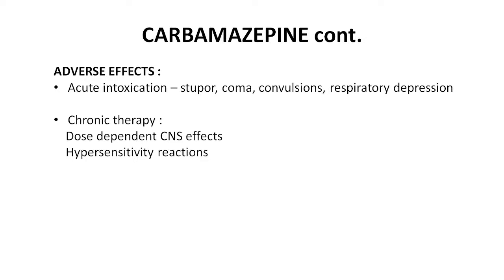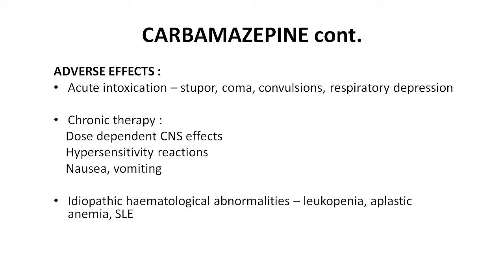but in rare cases there may be more serious manifestations of hypersensitivity. So there could be SJS. What is SJS? Stevens-Johnson syndrome. And there could also be TEN. What is that? Toxic epidermal necrolysis. These are serious manifestations of hypersensitivity. There could be hematological abnormalities like leukopenia, the white blood cell count going down. There could also be aplastic anemia. These are rare adverse effects, but they can happen.